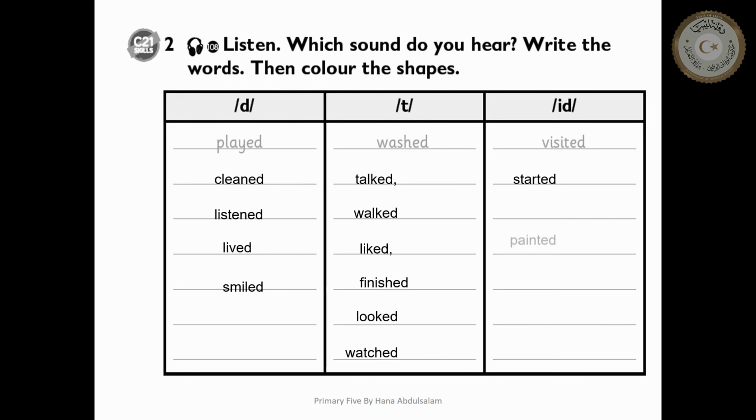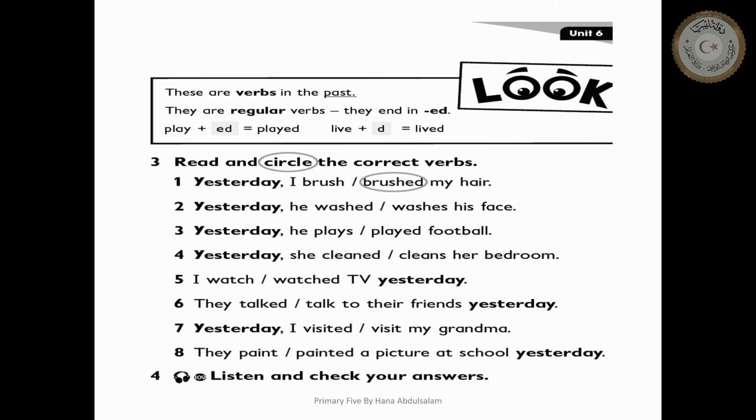Started, painted, needed. Okay, now we have number 3. But before we start number 3, we have a look here. So, we are starting now number 3.